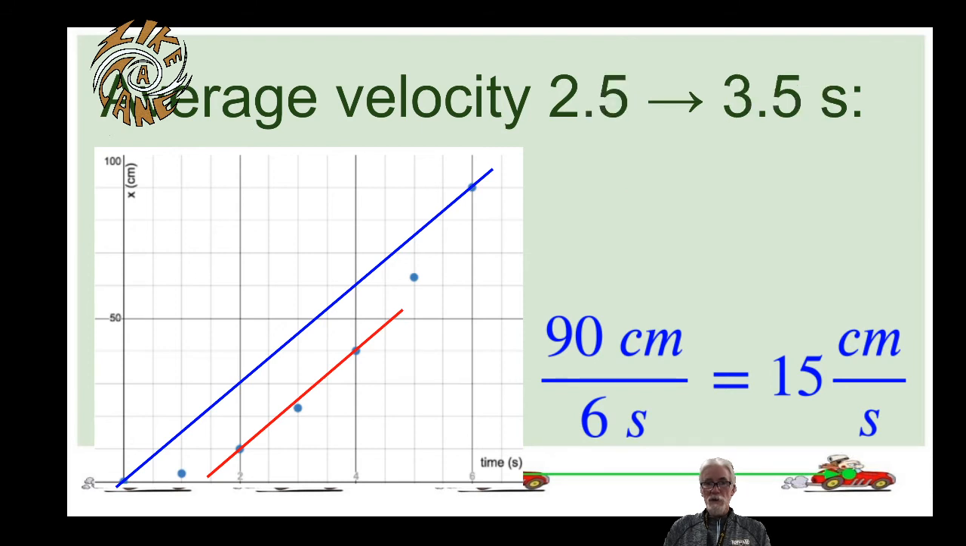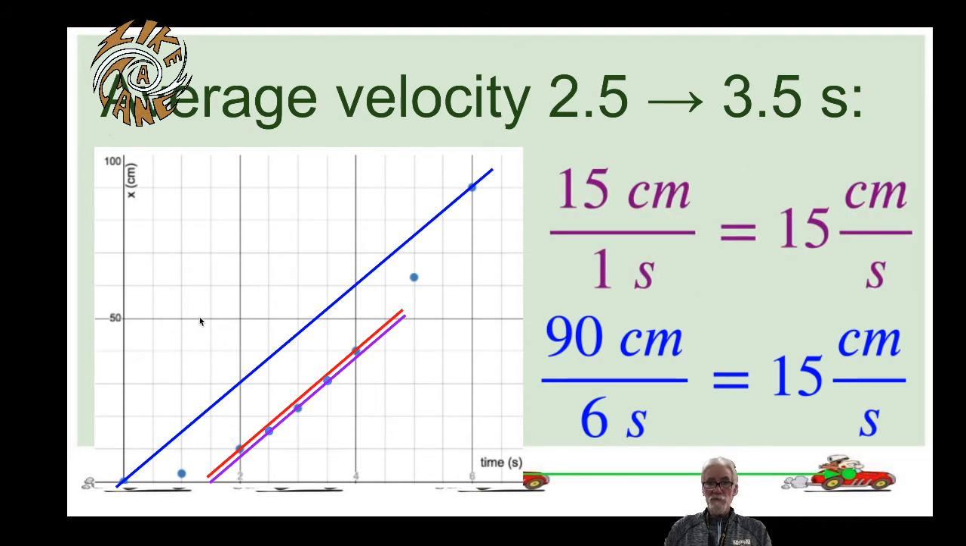If we narrow the time interval to only 1 second wide, but keep it centered on the middle of the motion, on the 3 seconds, so we're looking at the velocity from 2.5 seconds to 3.5 seconds, the position change over that 1 second is going to be 15 centimeters in 1 second, which is 15 centimeters per second. So that's the same as for 2 seconds to 4 seconds, and for 0 seconds to 6 seconds. All these lines are parallel.